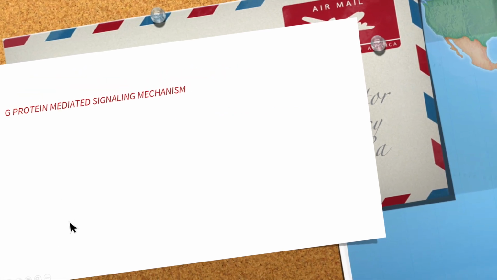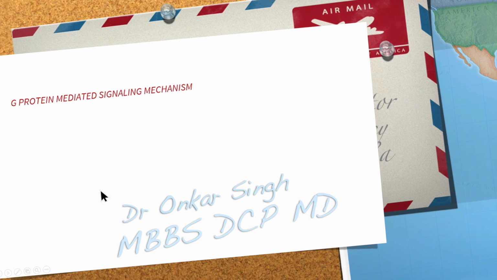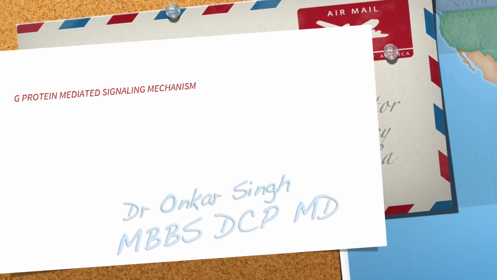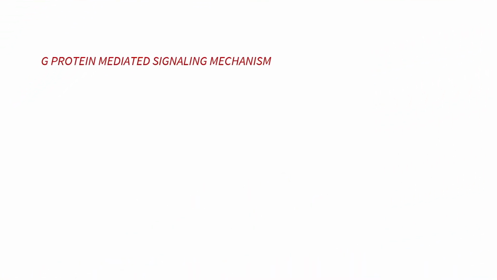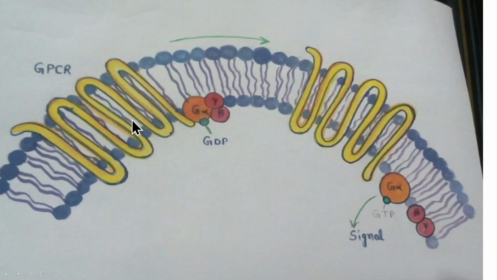Welcome friends. We continue with our discussion on mechanism of hormone action. In this video, we shall discuss G protein mediated signaling mechanism. The main components of the G protein signaling mechanism are the receptors, the heterotrimeric G proteins, and the effectors.